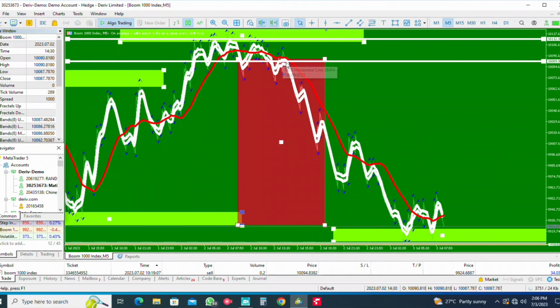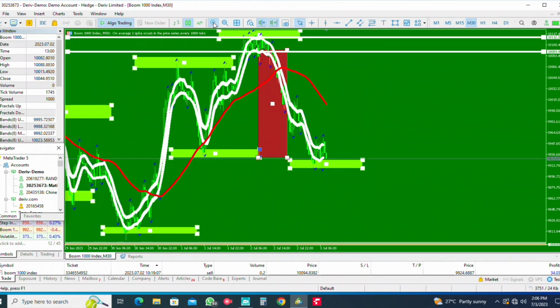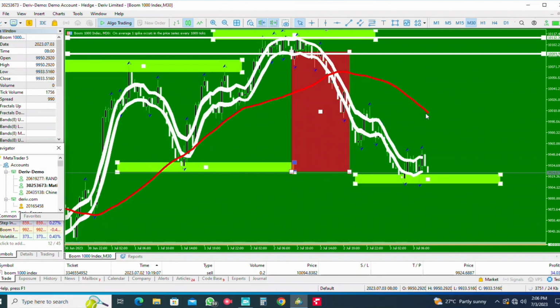You can see where the market started moving from. From here the market changed its trend to become bearish, and moved down. This is the point where the market is now. Remember, this is our 5 minutes time frame, and this is our 30 minutes time frame.